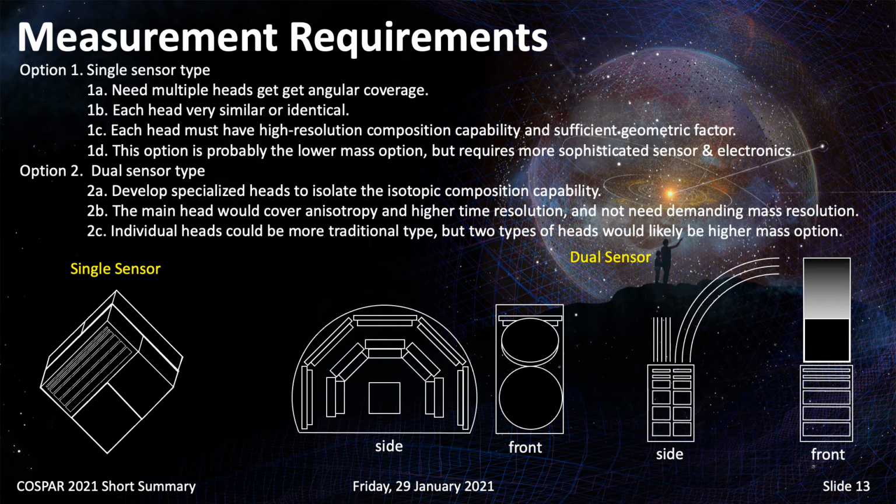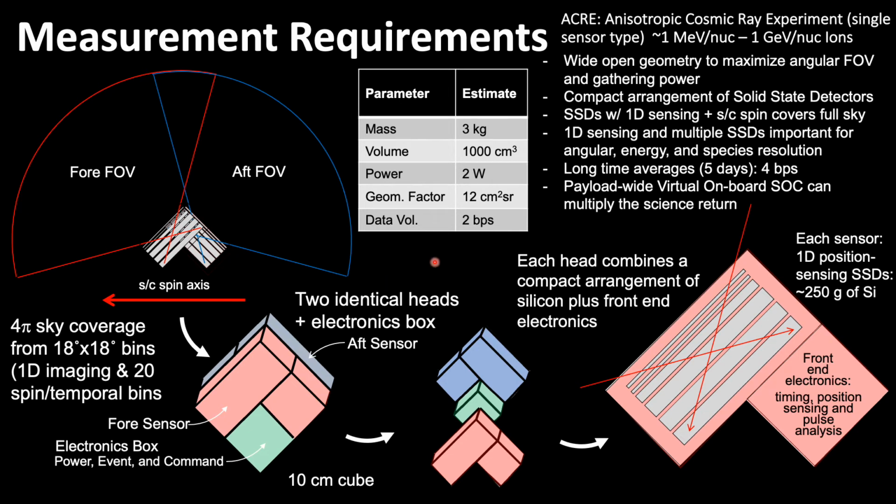So first, let's talk about the single sensor method. This method would be an approach where we use multiple identical heads. In this case, I'm showing two, a sort of fore and aft head. This is what each one looks like. One looks in the fore direction and one looks more in the aft direction, but they'd be the same. They would have high angular resolution by using position sensing, and this would also enable the instrument to make good mass determinations.